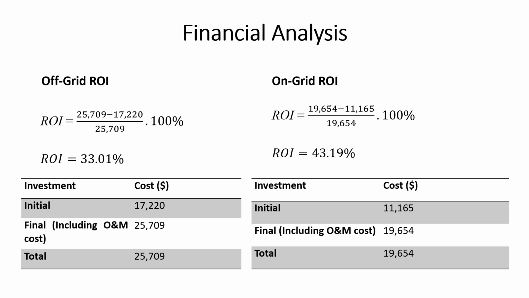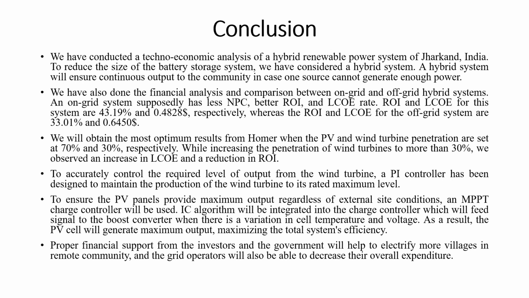So in conclusion, we have conducted a techno-economic analysis of the hybrid renewable power system in Jharkhand, India. The reason we have considered a hybrid energy system is that a single renewable energy system might result in capacity shortage or produce more power than the actual demand. By choosing the renewable power system on a hybrid basis, we also reduce the size of the battery storage system. We made a comparison between the on-grid and off-grid hybrid systems, and as you can see, the on-grid system gives better financial feasibility than the off-grid system.